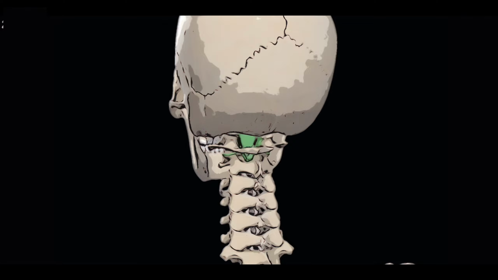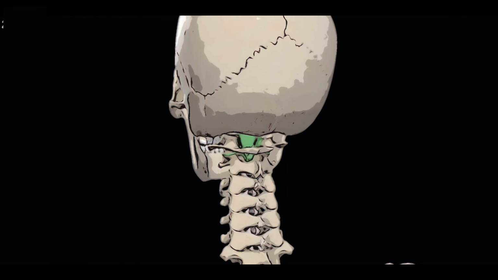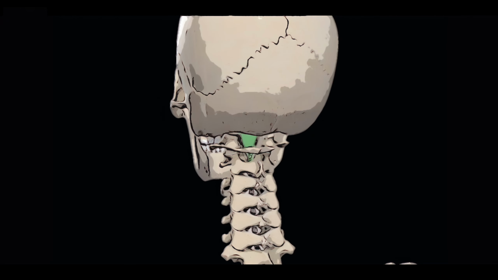The atlantoaxial joints are supported by a variety of ligaments which contribute to the freedom of the joint's movement. These ligaments include the capsules that surround each joint, the anterior longitudinal ligament, the posterior ligamentum flavum, the transverse ligaments of the atlas, and the cruciate ligaments. The axis is connected to the occipital bone via the tectorial membrane, the alar ligaments, the median apical ligament, and the longitudinal segments of the cruciate ligaments.